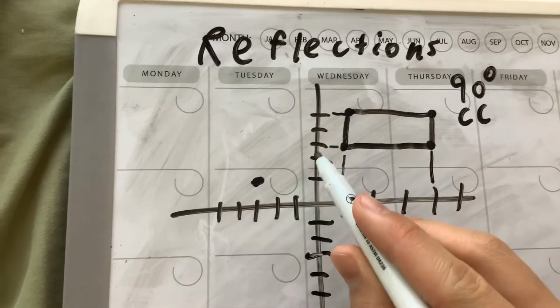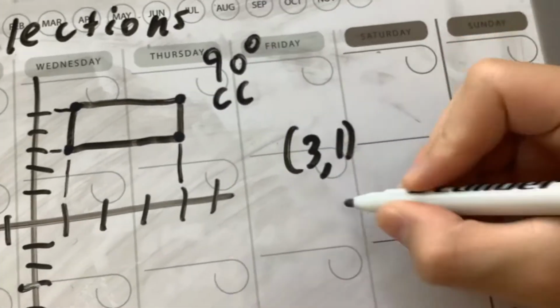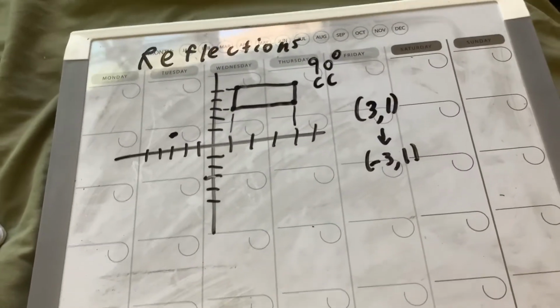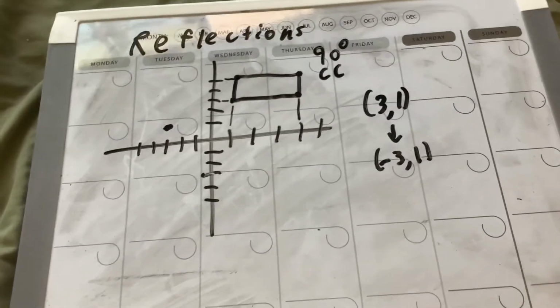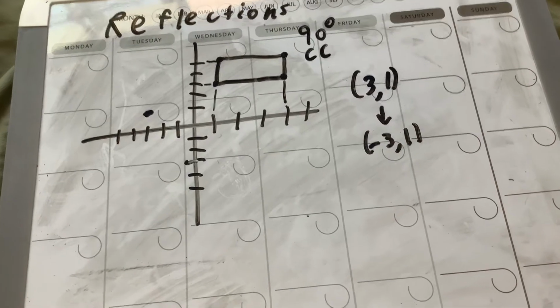Now, have you seen any difference? 3, 1, and then I turn it to negative 3, 1. Now I'll give you some time to think about this.